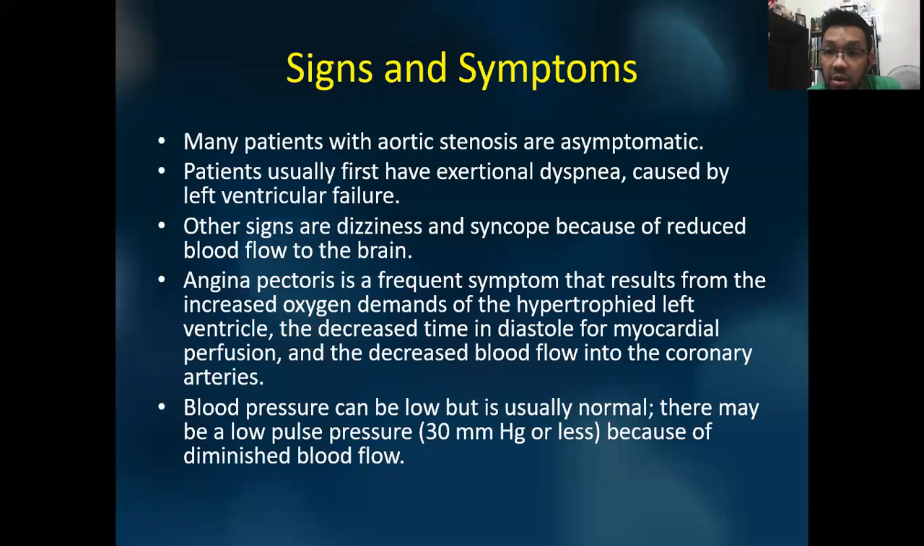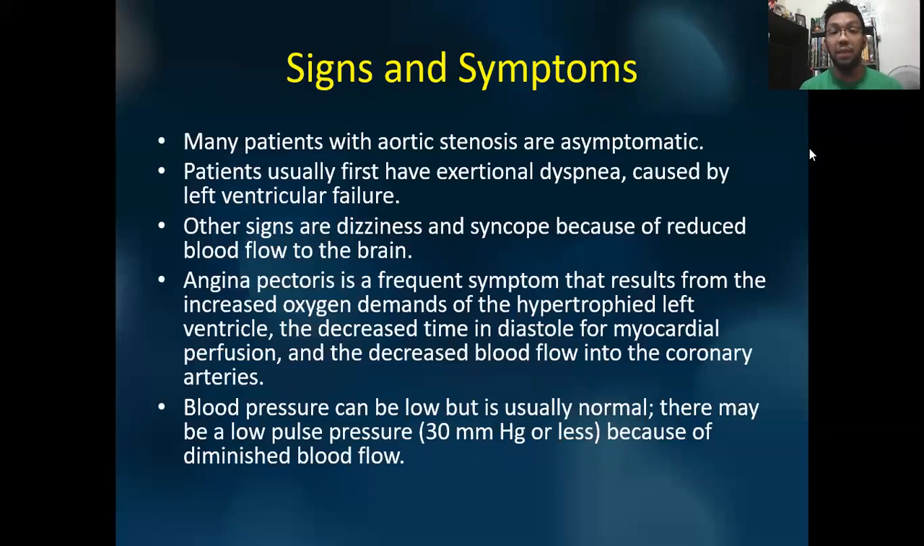Those who have aortic stenosis are usually asymptomatic, so they don't exhibit any signs and symptoms. But patients usually first have exertional dyspnea. So when they are doing strenuous activities, for example, it is caused by left ventricular failure. Other signs that the patient is going to feel would be dizziness and syncope. Syncope is fainting spells. So they sometimes faint because of a reduced blood flow through the brain of the patient.